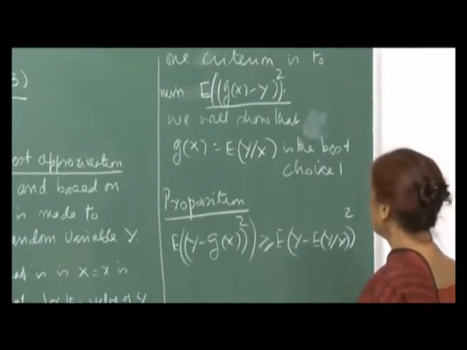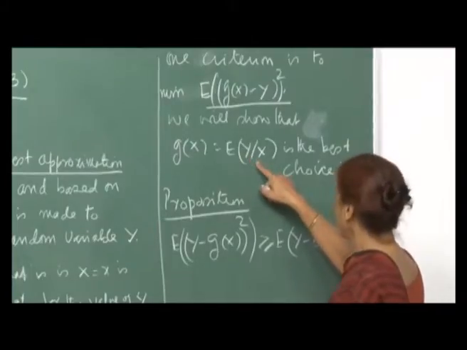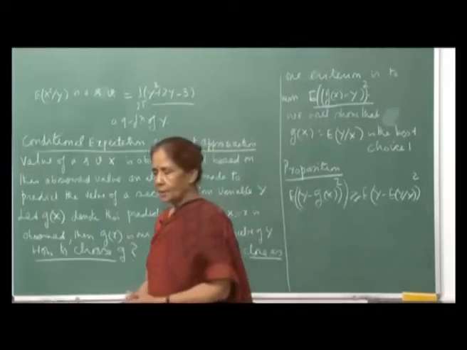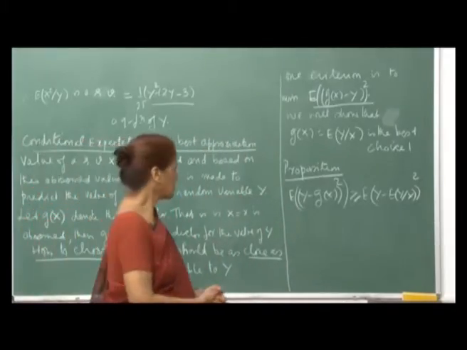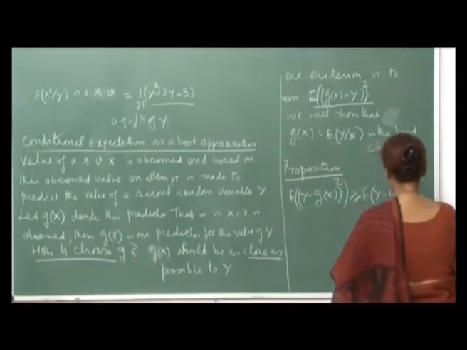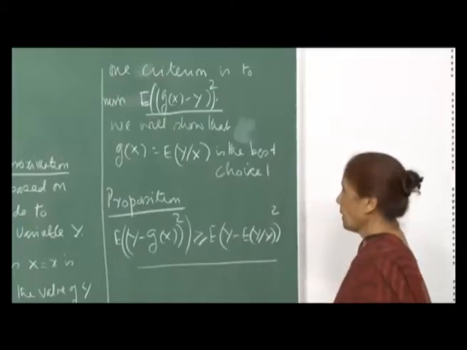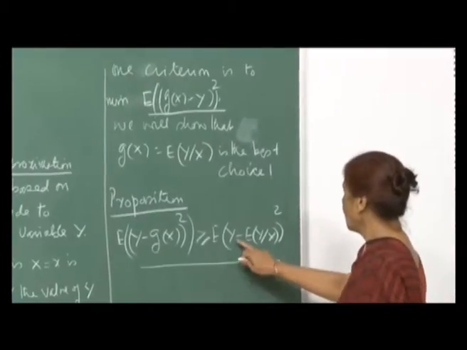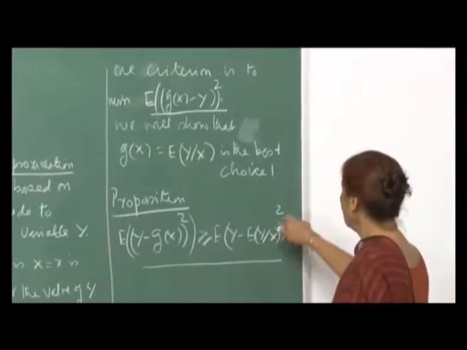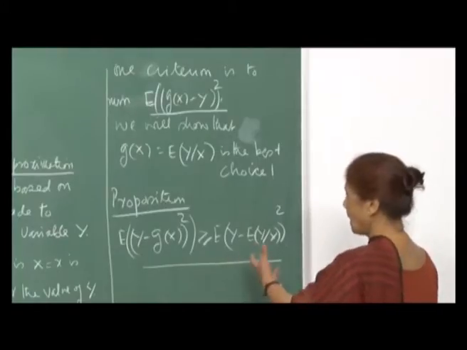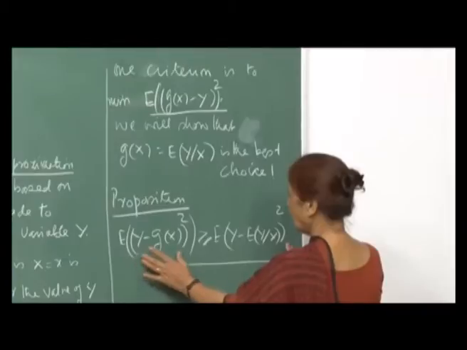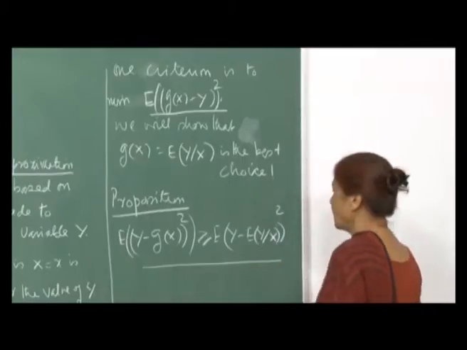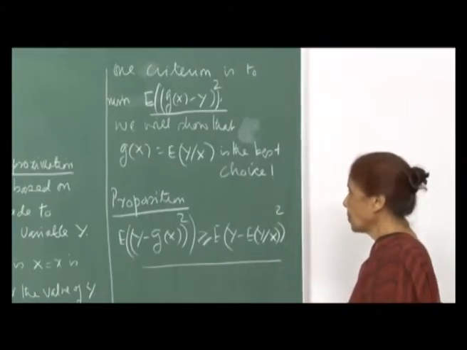Now, we will show that g of x equal to the expectation of y conditioned on x is the best choice. So, this is the whole idea, and therefore, you see another role that the conditional expectation plays. Okay. And the proposition is, we want to show that the expectation of y minus g of x whole square is greater than or equal to the expectation of y minus the expectation of y given x whole square. Then this will establish that this is the smallest value of this, and therefore, the best choice for g is the conditional expectation of y given x. Okay. So, we will just prove this proposition for you.